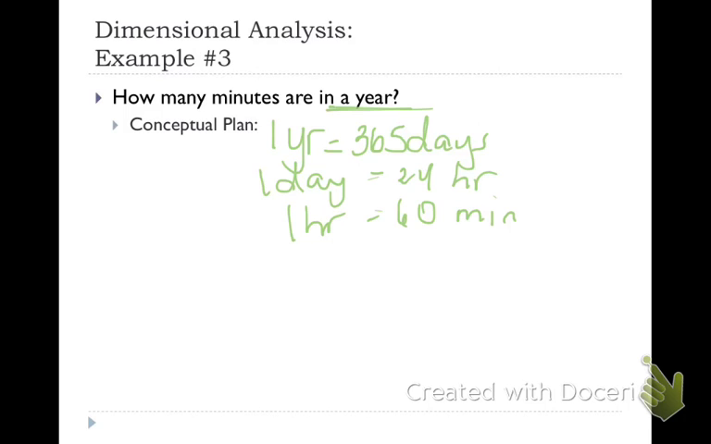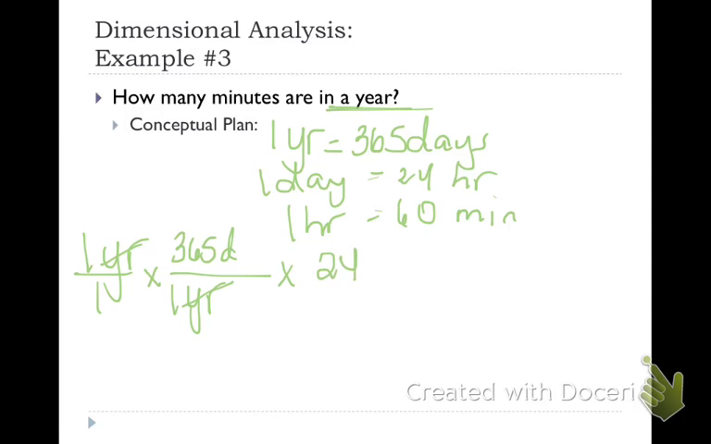So to start out, I have 1 year, so put that over 1. Now, again, you want to cancel out years, so I'm going to put that on the bottom, so it's 365 days over 1 year. Cancel out the years. Then we have 24 hours over 1 day, cancel out the days, and 60 minutes over 1 hour, and cancel out the hours.